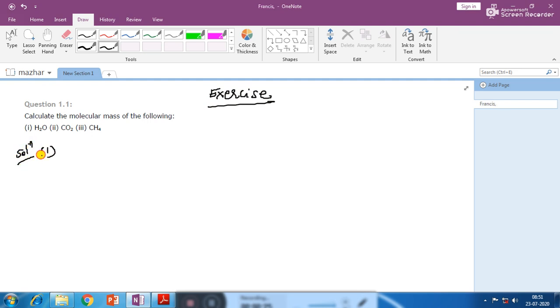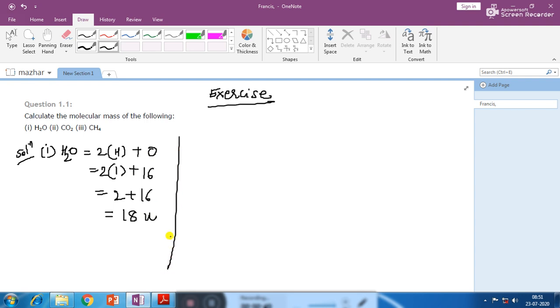So number 1 is water, H2O. So that is equal to 2 times hydrogen plus oxygen. So that is equal to 2 times 1 plus 16. So that is equal to 2 plus 16 equal to 18 U. So that is the molecular mass of water. So in order to find out molecular mass, we should know the atomic mass.